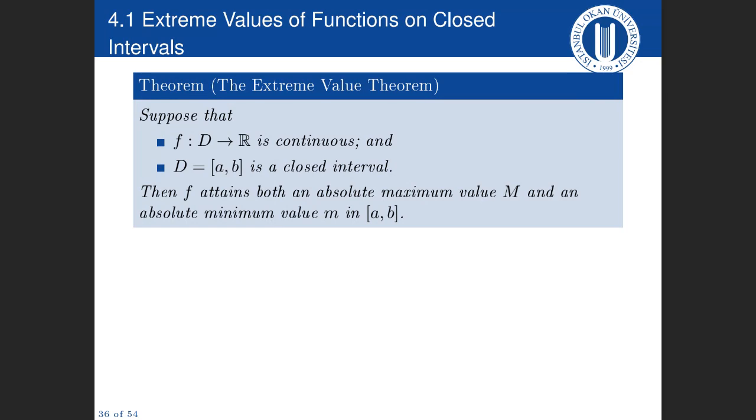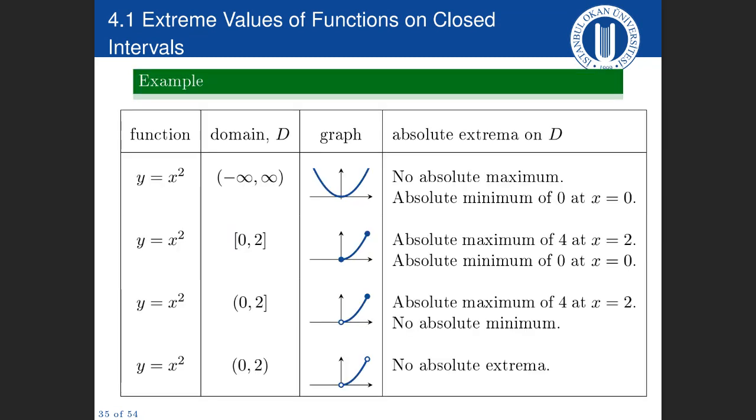The extreme value theorem. You know a theorem is going to be an important theorem if it has a name. Suppose that f is a continuous function with domain D, and let's suppose that the domain of this function is a closed interval. Then f attains both its absolute maximum value and an absolute minimum value on this closed interval. So let's go back to the previous one. The theorem says if the domain is a closed interval, then we always have an absolute maximum value and we have an absolute minimum value.